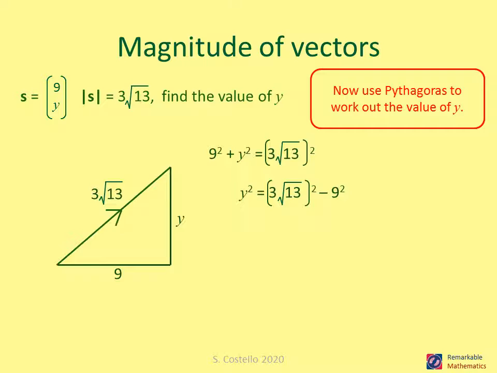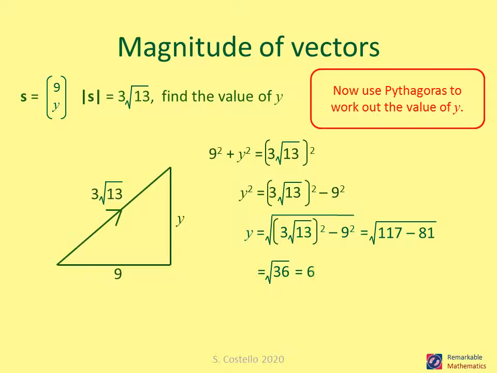You could have, if you wanted to, sorted out that 3 root 13 squared, turned it into a number and worked through it from there. But here, we take the square root of both sides, and we know that y equals the square root of 3 root 13 squared minus 9 squared. So 3 root 13 squared, once you've sorted that out, gives you 117 minus 81. So we have the square root of 36, which equals 6. So we now have the length of y is 6.